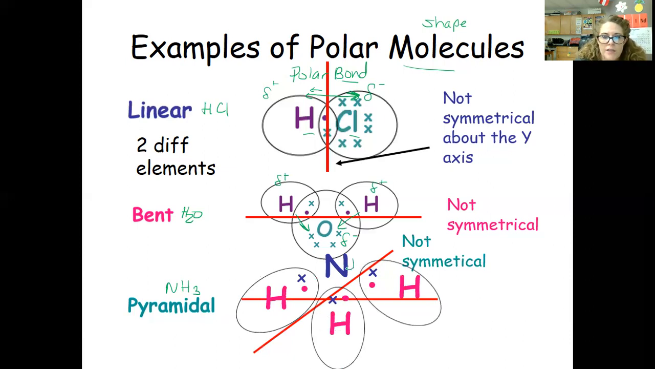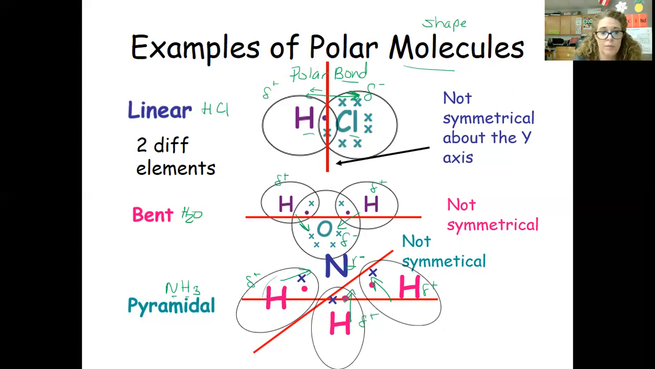So our partial negative is going to be over here with the nitrogen, and I have my partial positives over here with my hydrogen. So if I have a pull and a pull and a pull, it means that there's going to be an asymmetrical distribution of charge. So it's not distributed evenly. So it is a polar molecule. And again, this is a polar bond because I have 2 different non-metals. And this is considered the shape of a pyramid.